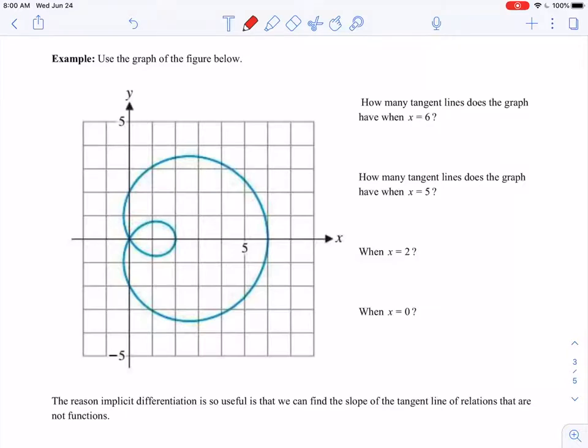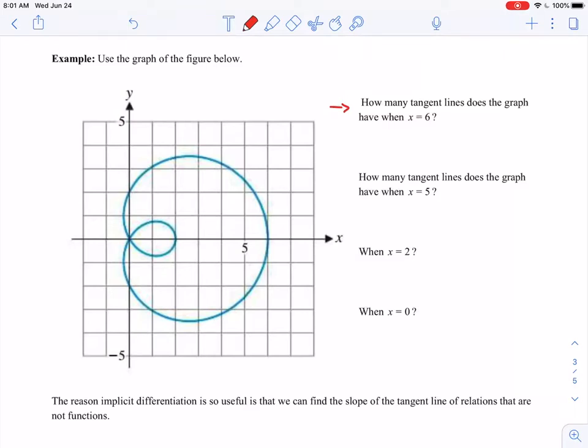We said implicit differentiation is particularly helpful when we're working with relations which are not functions. So here I have the graph of a relation which is not a function. I can draw in a vertical line and show, okay, it intersects here, and it intersects here. This is most definitely not a function. And when we're working with things that are not functions, we can have some odd things happen, some weird stuff. So let's just go through these questions and see what I'm talking about here.